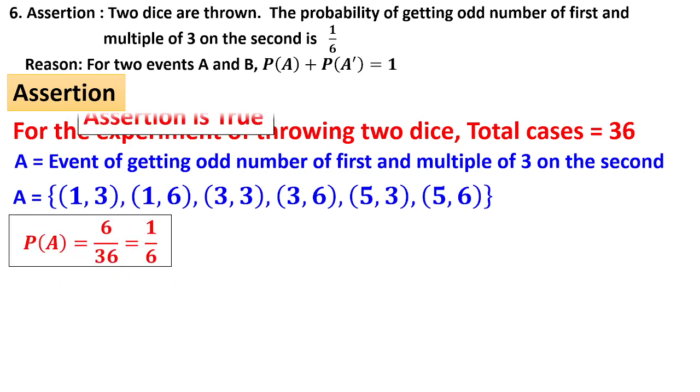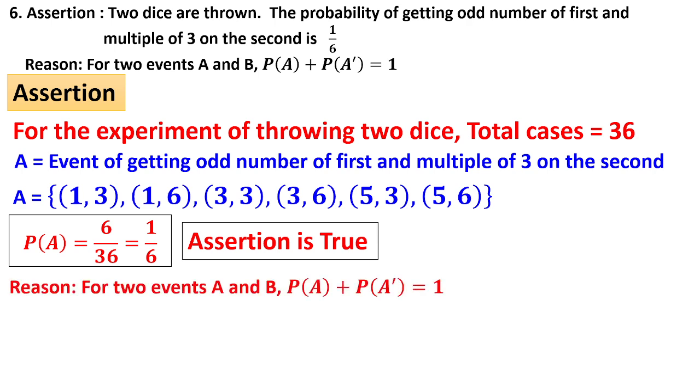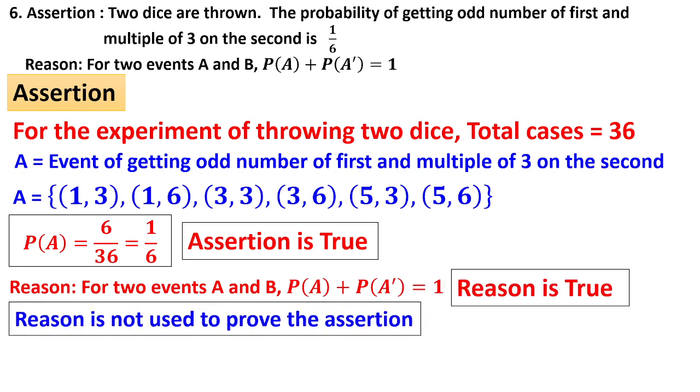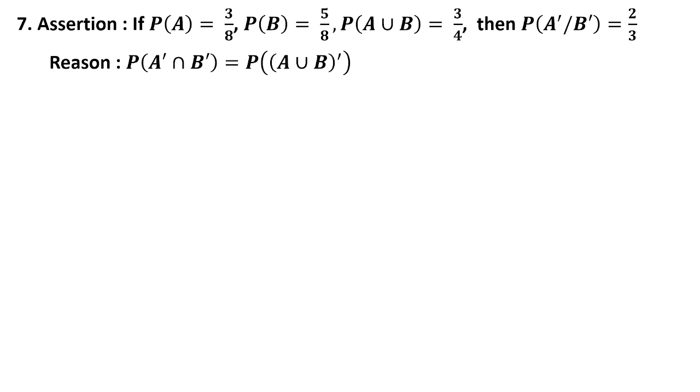And P of A is 1 by 6. And the assertion is true. Simple way: getting an odd number on the first and a multiple of 3 on the second. Assertion is true. Let's check the reason. Reason is also true, but this reason is not used to prove the assertion. Therefore, option is B. Let's go to question number 7.